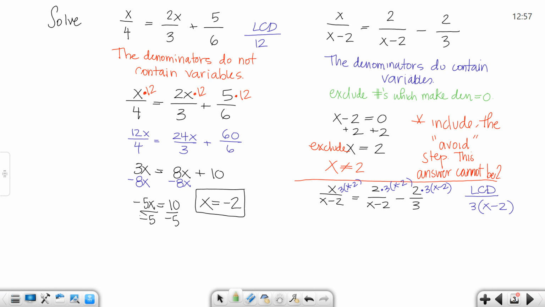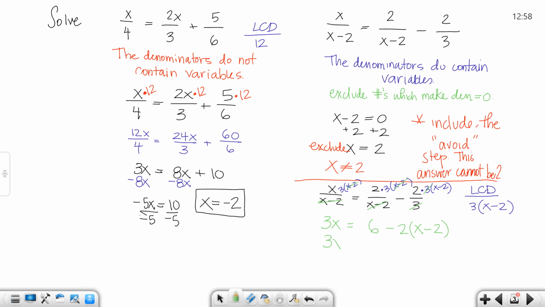Okay, take your LCD and put it in every top. Now then, this x minus 2 right here is going to cross out and it leaves you with a 3x. This x minus 2 right here crosses out and it leaves you with 3 times 2, which is 6. This 3 crosses out here and it leaves you with a minus 2 times x minus 2. Now it's easy. That's the easy part at this point. You don't have any more fractions and all we have to do is simplify out this green equation.